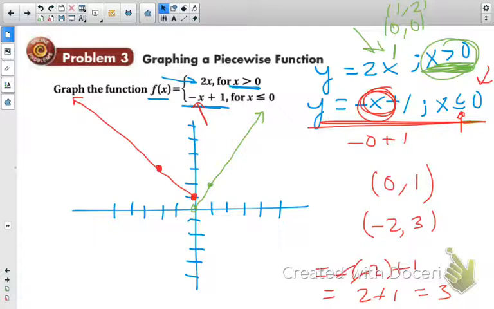Since those are both linear, we only need 2 points to graph both parts of that. So notice how I have two parts. I have the red part, which is the bottom here. And I have the green part, which was the top function, this one.